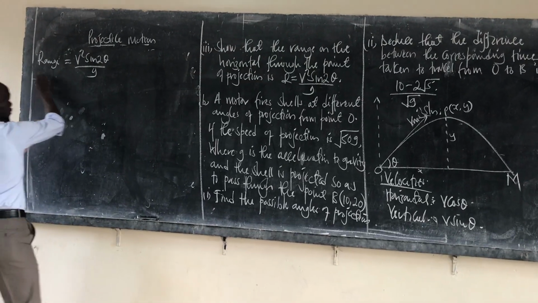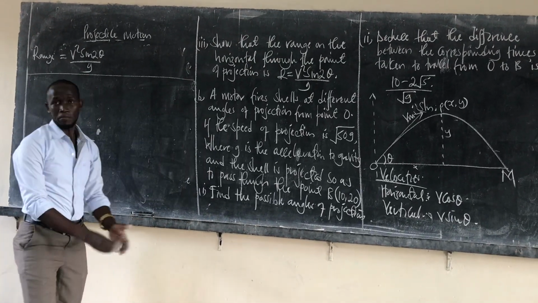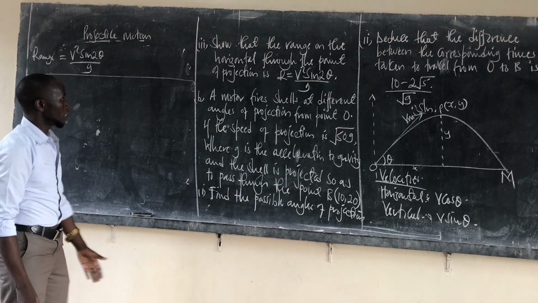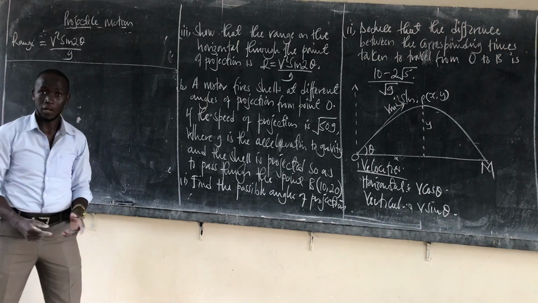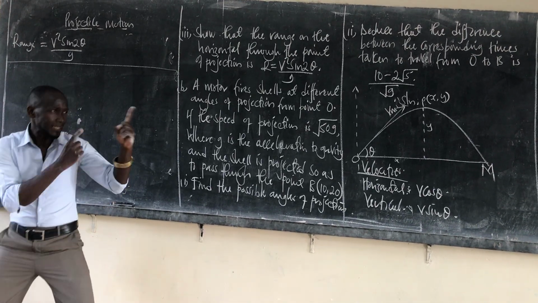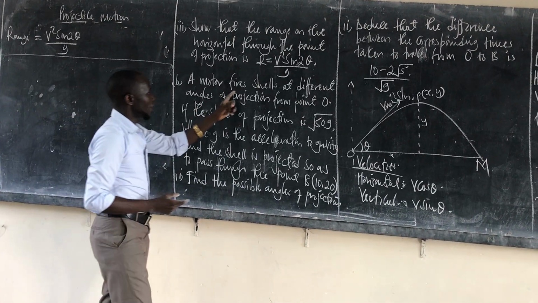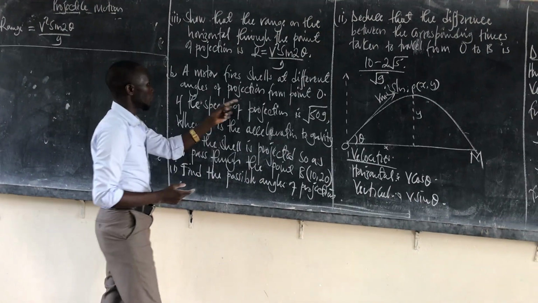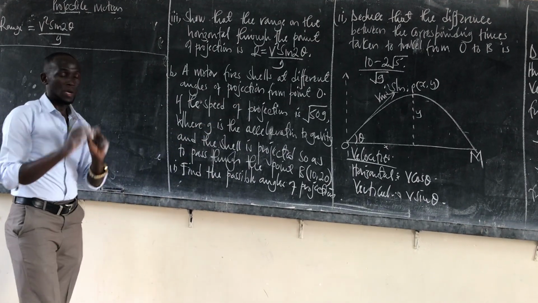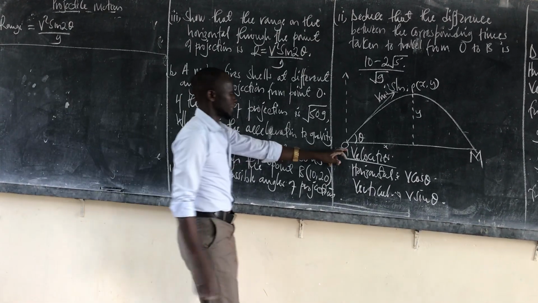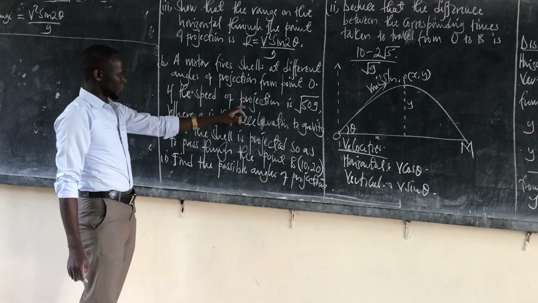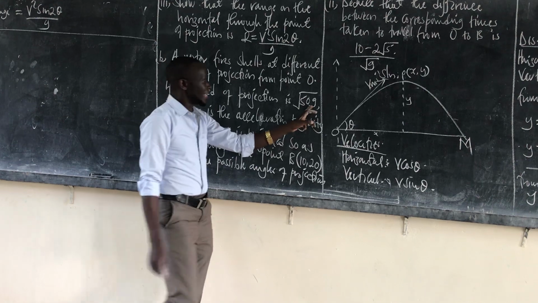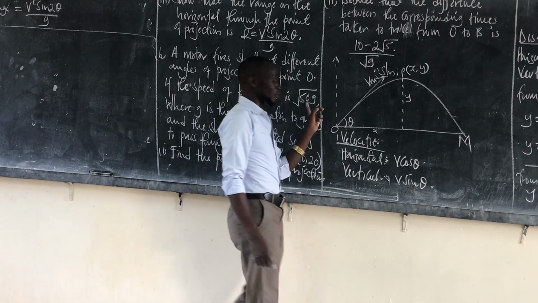After having the range, look at part B. Part B says, a mortar fires shells at different angles. A mortar, it is firing shells at different angles of projection from point O. Let's assume this is our point O like it is. I'm using this as a diagram still. If the speed of projection is root of 50, now the v is given as root of 50.